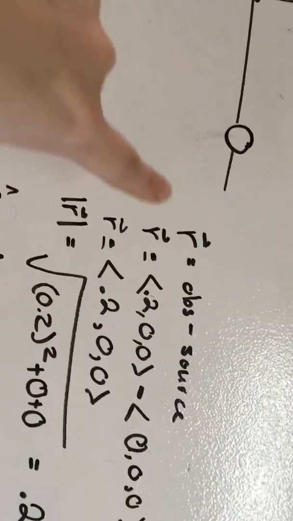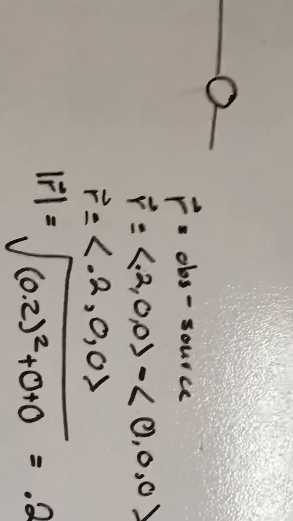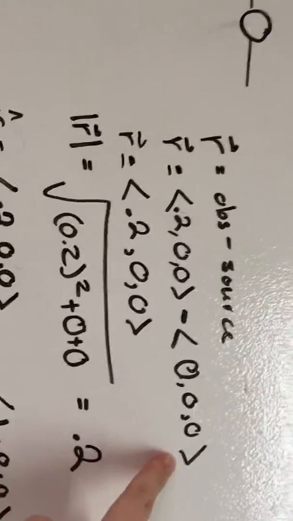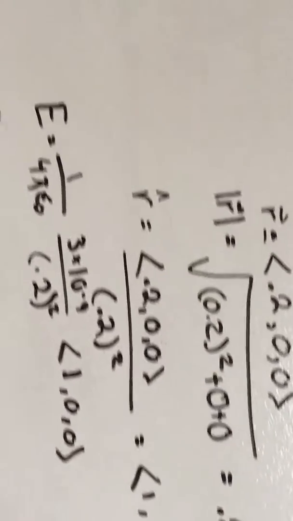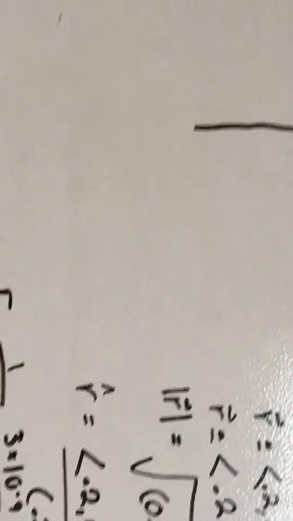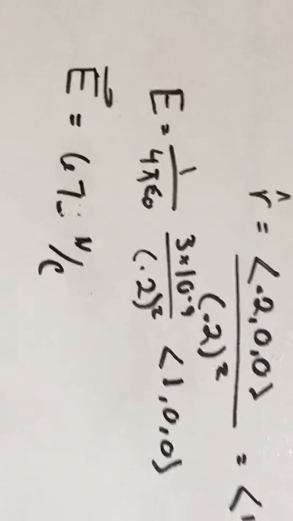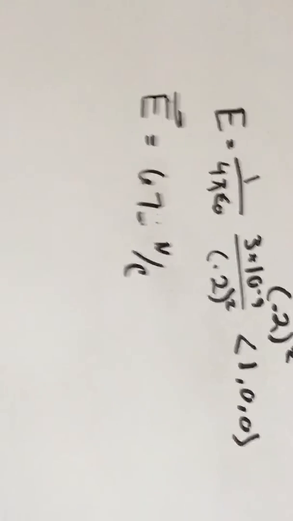So I have my new r is equal to the observation minus the source. I have figured out my r hat through these various steps, and then I use my electric field equation. Oops, that's a 5. And I work everything out to get 675 newtons per coulomb.